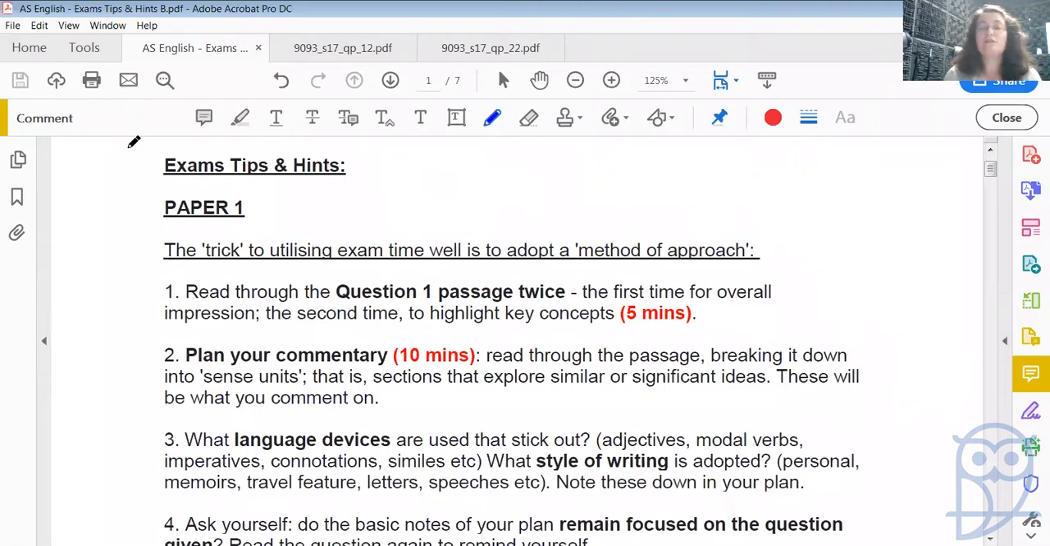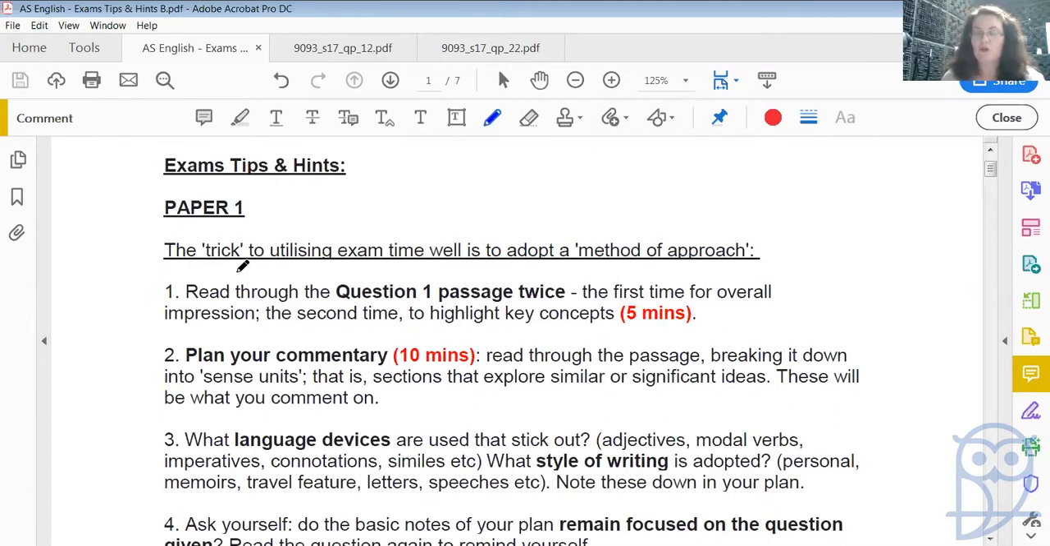So this is all going to focus initially on paper 1 and then we'll go over some paper 2 tips so that you have a better idea of how to approach both of them. So the trick to utilizing exam time well is to adopt a method of approach.